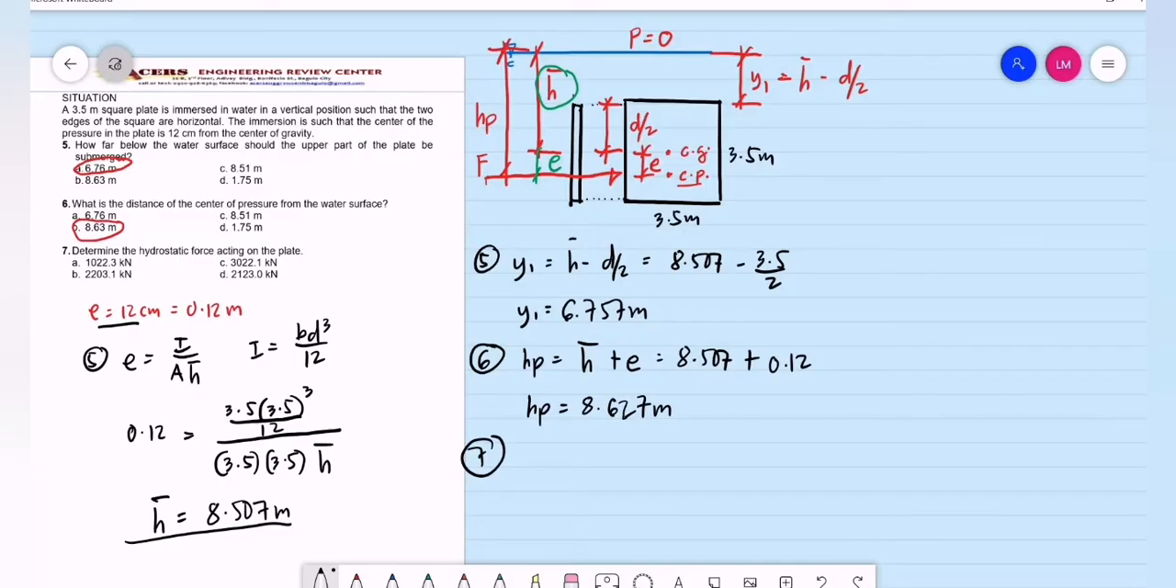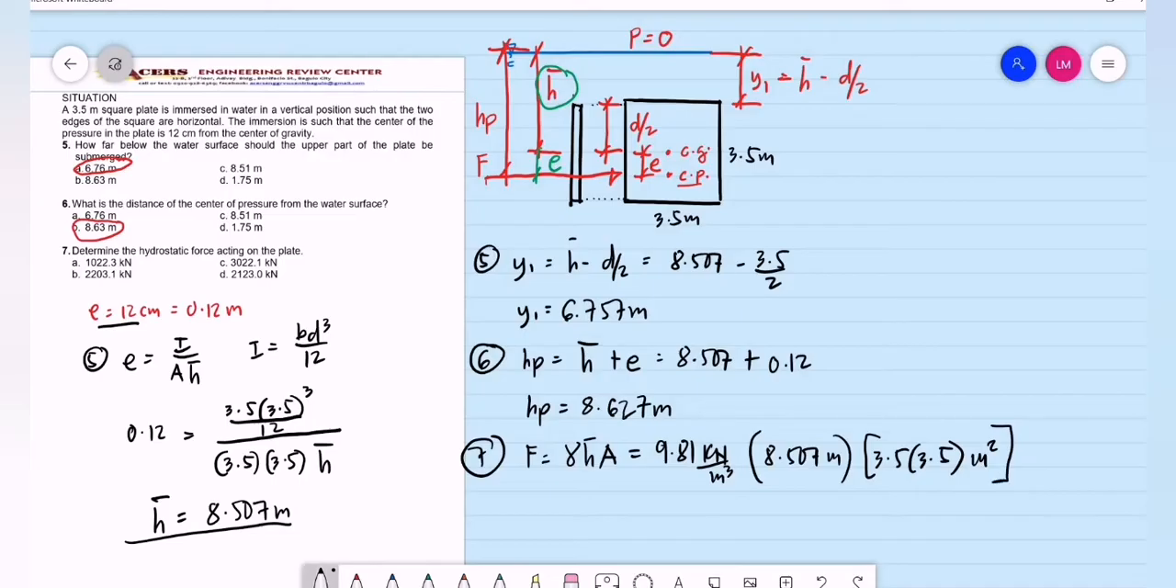For problem number 7, determine the hydrostatic force acting on the plate. How do we compute for the hydrostatic force? That is the force equal to gamma, the bar H multiplied by the area. So more likely this is direct substitution na lang tayo. What is the gamma? This is water. We have 9.81 kilonewtons per cubic meter. What is the value of the bar H? Computed as 8.507 meters. Area, this is a square. We have 3.5 multiplied by 3.5. So that will give us a unit of square meters. If we do a unit analysis, this is cubic meter, meter, square meters. So the remaining unit will be kilonewtons since that is a force.